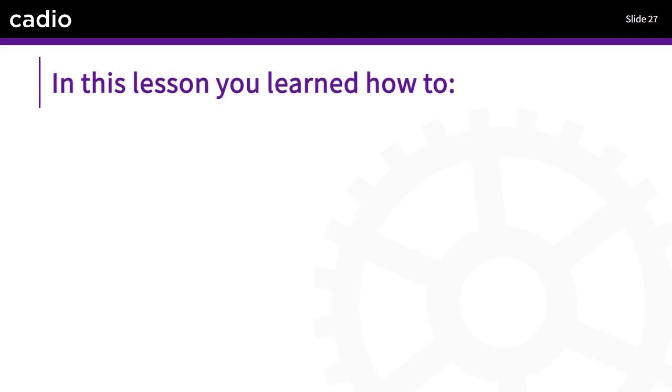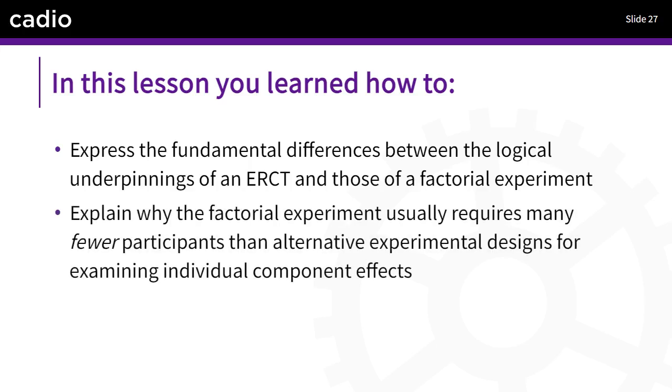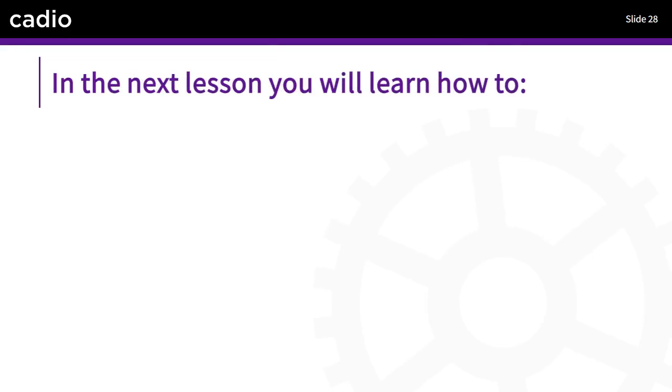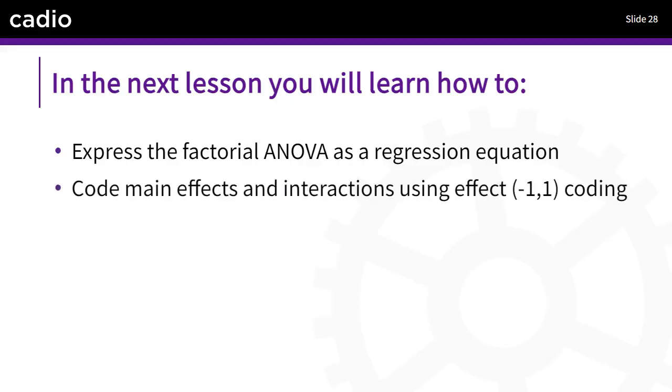In this lesson, you learned how to express some fundamental differences between the logical underpinnings of an ERCT and those of a factorial experiment, and to explain why the factorial experiment usually requires many fewer participants than alternative experimental designs for examining individual component effects. In the next lesson, you will learn how to express the factorial ANOVA as a regression equation, code main effects and interactions using effect, that is, -1, 1 coding, and explain the concept of balance in factorial experiments.